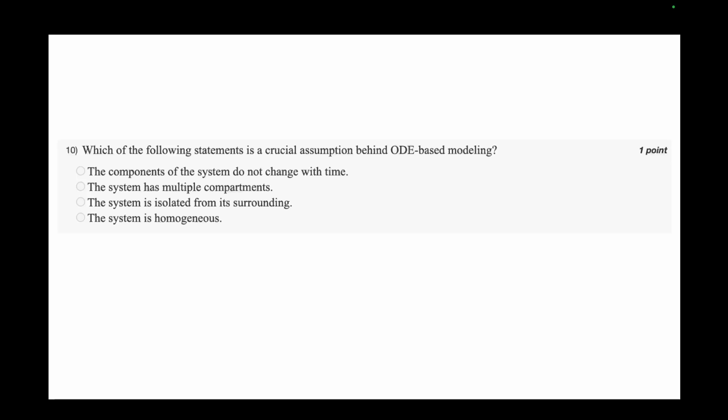It should be homogeneous. Yeah, that's correct. Two major assumptions are there for ODE based modeling. One is that the system is homogeneous, another that the system is very large. When the system is not homogeneous, the concentration or the number of components varies with spatial position. We do not use ODEs then, we use PDEs. Basically the rest of the options are wrong.